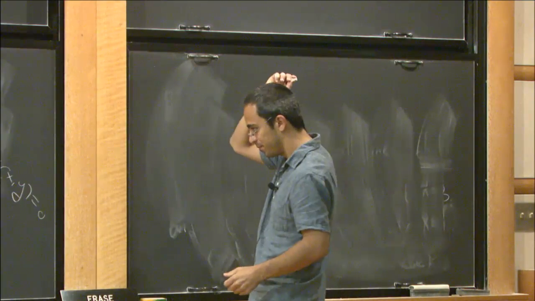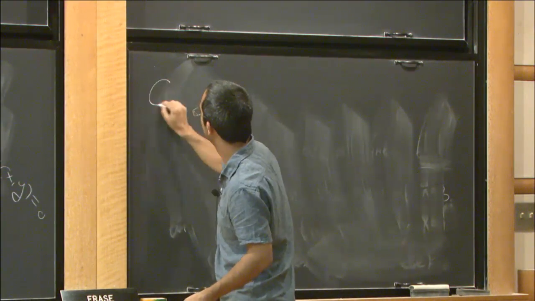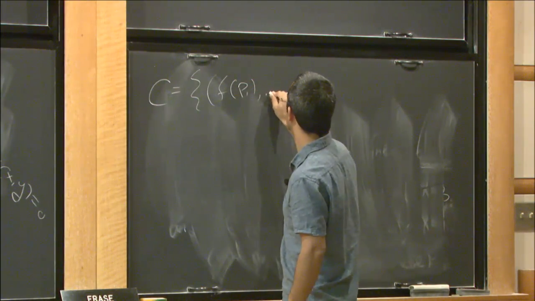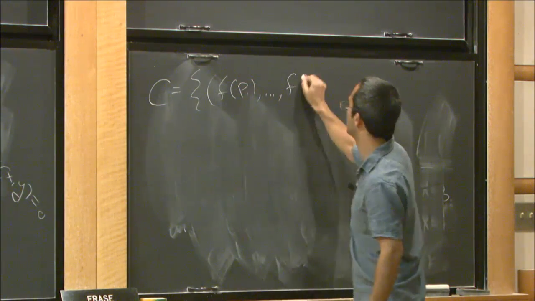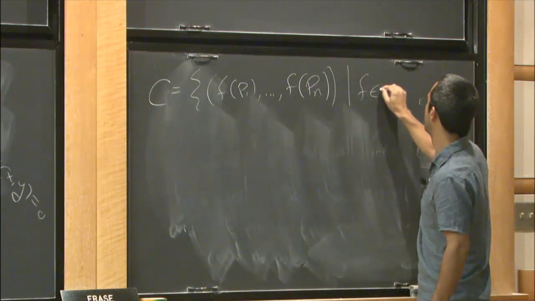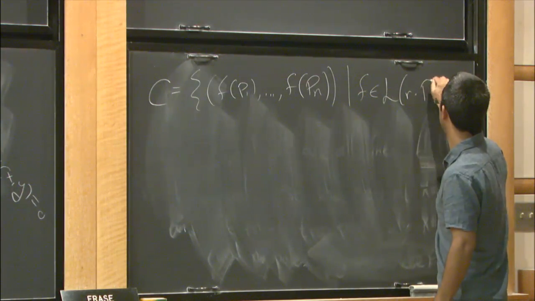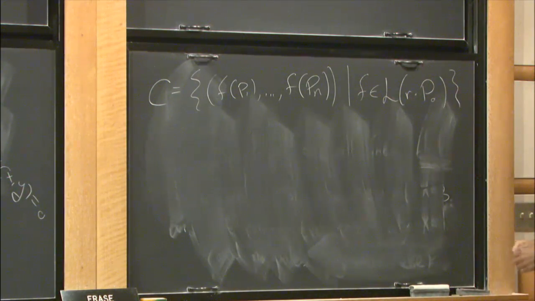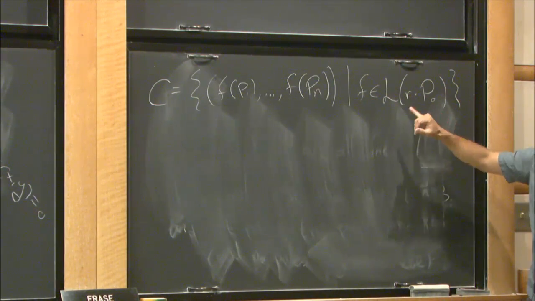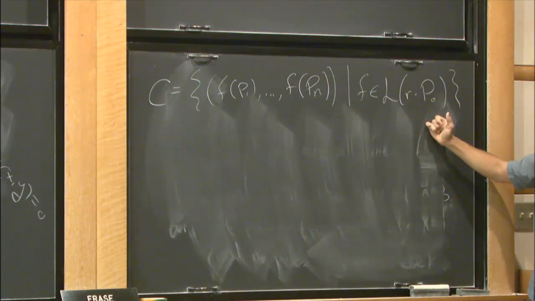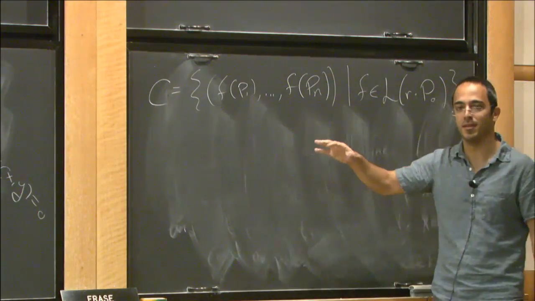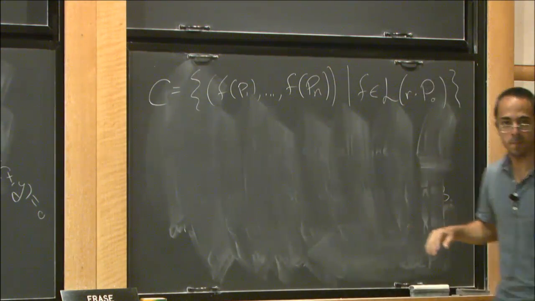And so the code is the following. So this is your code. It's very similar to what we said earlier. You take any function here, and you just evaluate it at all other places. Sometimes I say places, but all other points, okay?